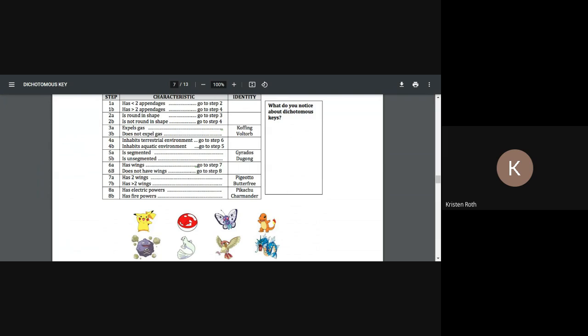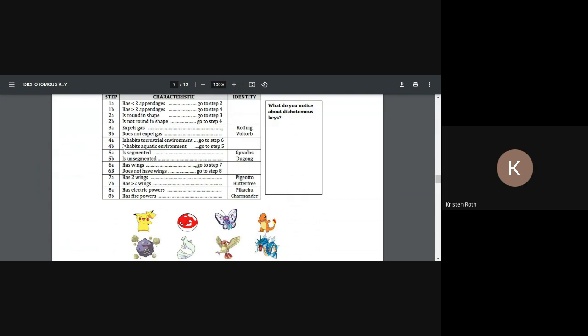I have no clue what any of their names are. But say you were looking to find out their names, and so you'd go through these questions, okay? So let's pick a character. Let's pick this first guy here, this yellow guy. Does he have less than 2 appendages, or more than 2 appendages? Well, he has more. Okay, so go to step 4.